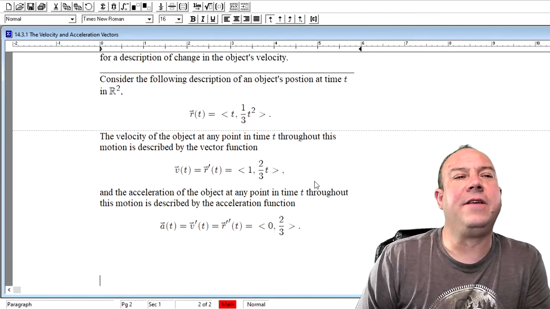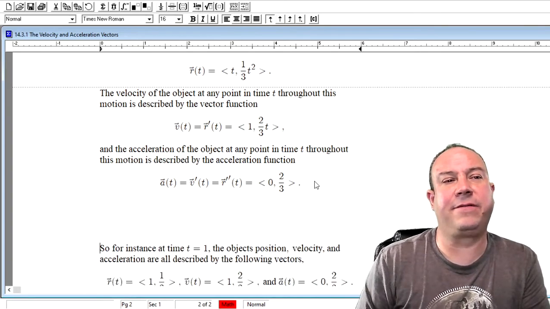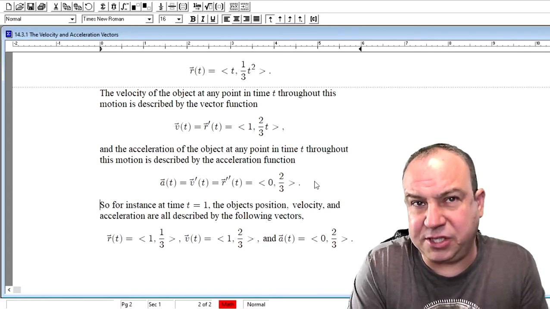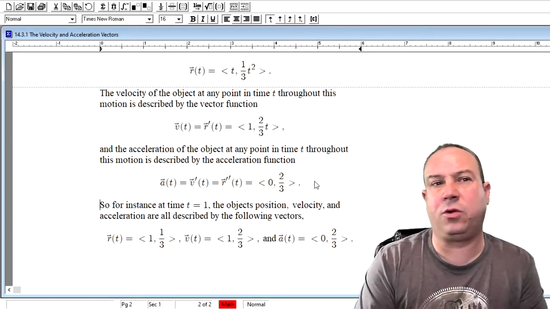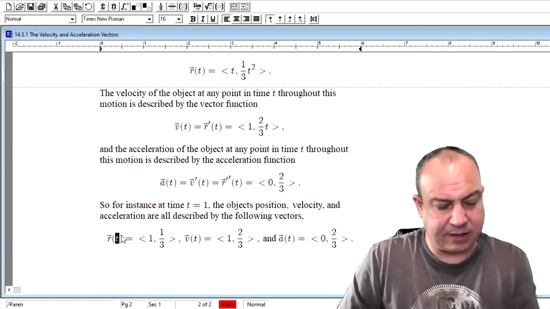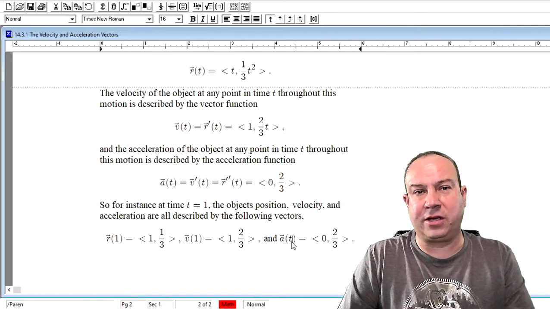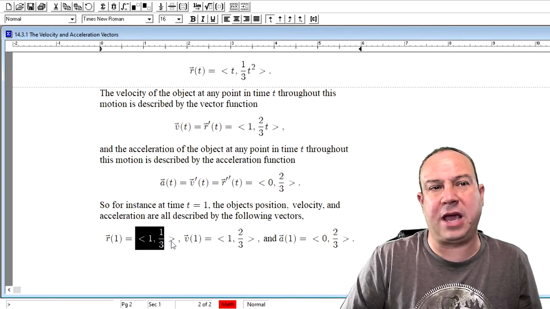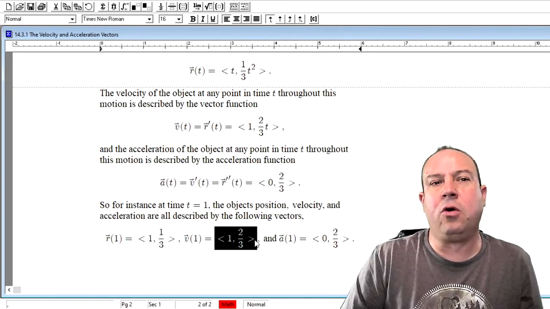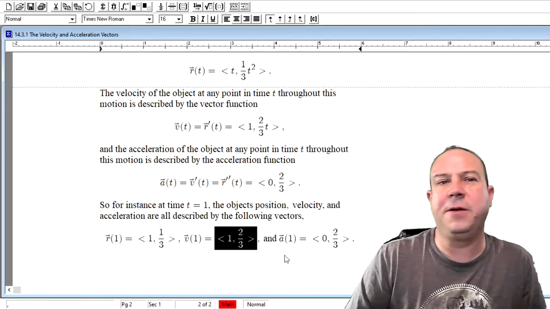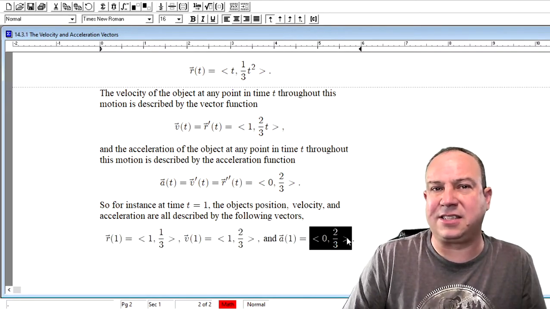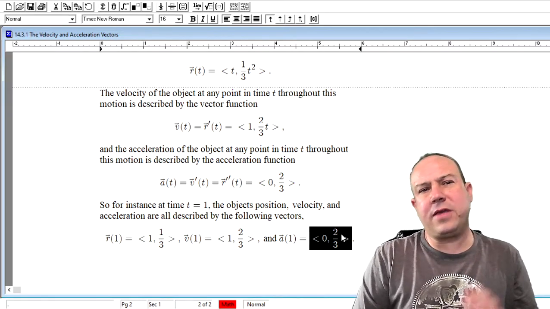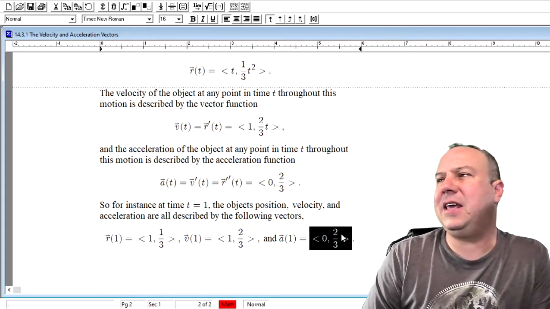If we take note, for instance, at time t equal to 1, the object's position, velocity, and acceleration will all be described by the following vectors. Let me highlight that what we are doing is going into these vectors and substituting in the value of 1. So r bar of 1 will be 1 comma 1/3. V bar of 1 will be a vector described by 1 comma 2/3. And a bar of 1 will be this constant vector 0 comma 2/3.